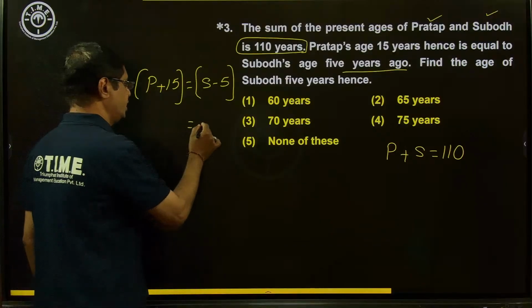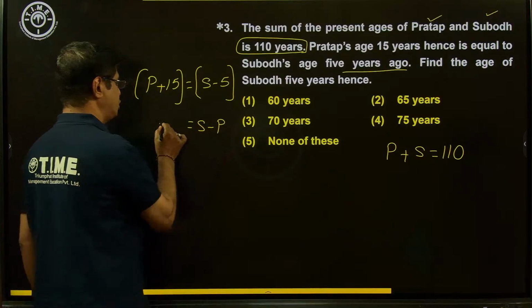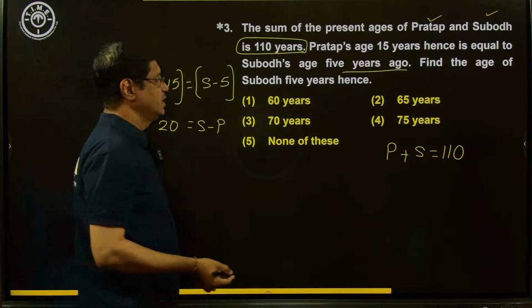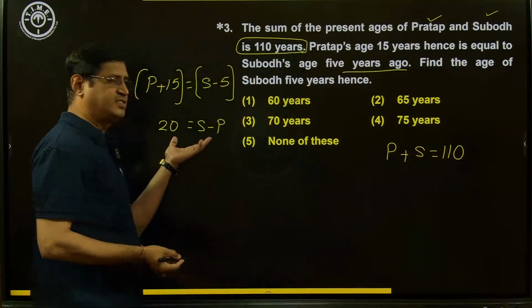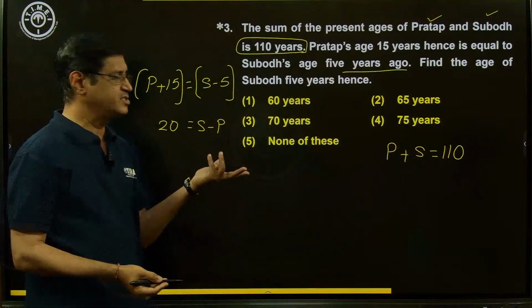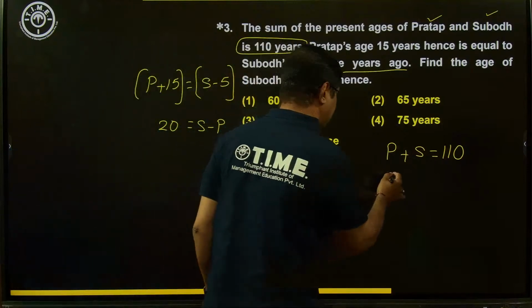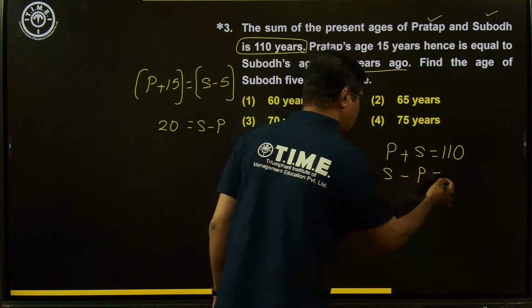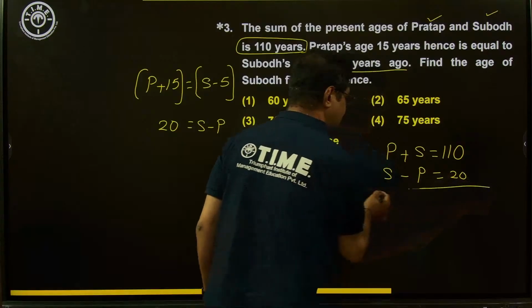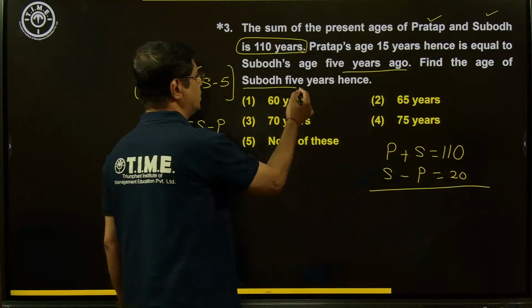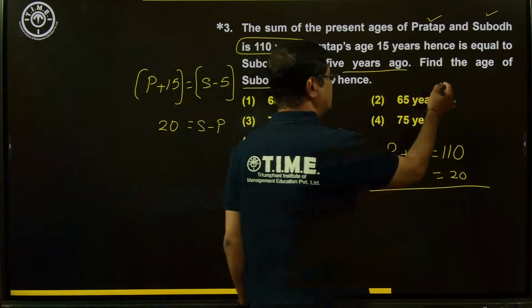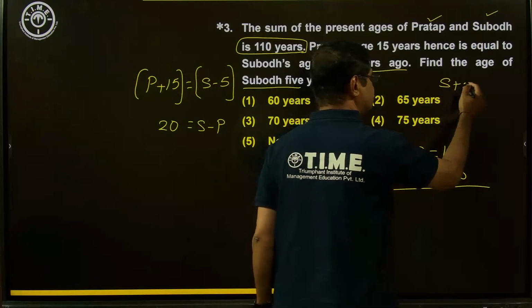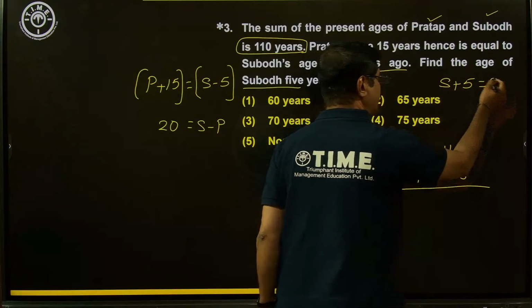Now take the numbers on one side and variables on the other side. What is the condition here? S minus P is equal to 20. Already the sum of P and S is given, and here the difference is given. Yes, we can find the answer very easily. So S minus P is 20. What to find? Subodh's age 5 years hence, meaning after 5 years. This value we need to find out.